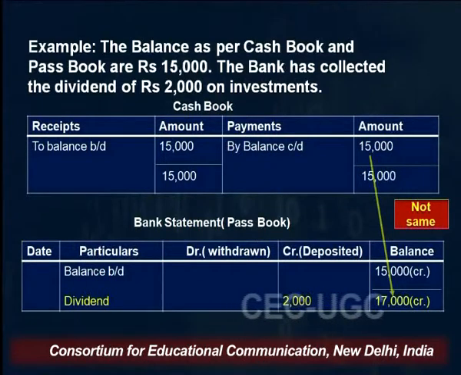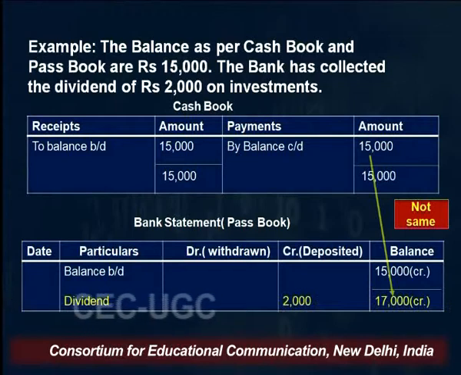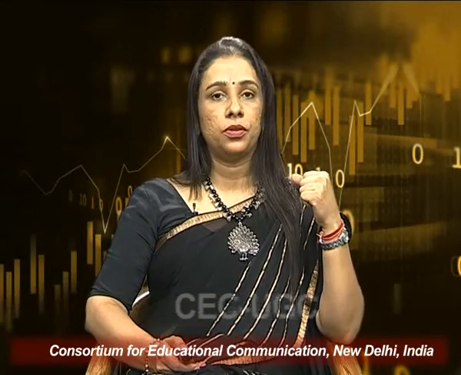So the earlier balance of the passbook was 15,000. The dividend was received in our account and credited, so the balance goes up and increases to rupees 17,000, whereas the balance of the cash book remains the same, that is 15,000, as we were not aware of this entry. We were not aware of the dividend received, so we have not recorded it on the receipt side of the cash book. So there is a difference in the balances of the cash book and passbook.